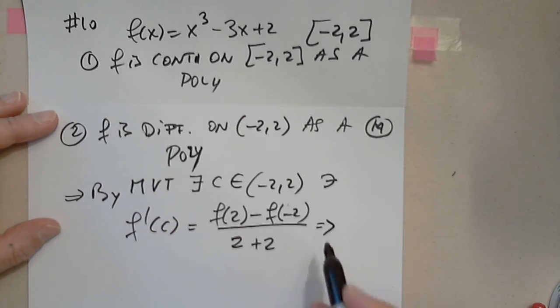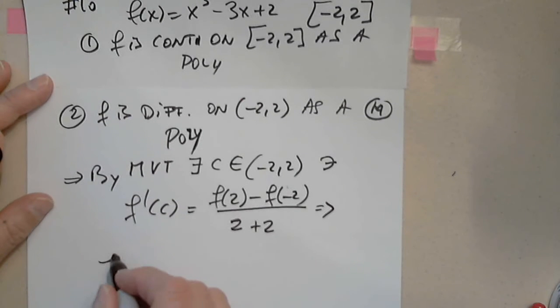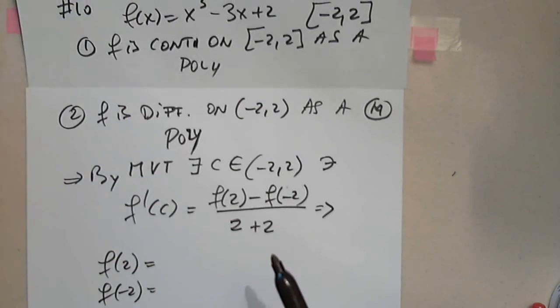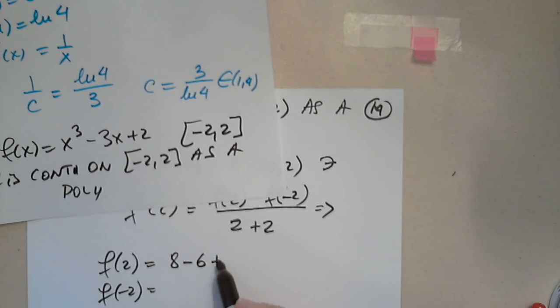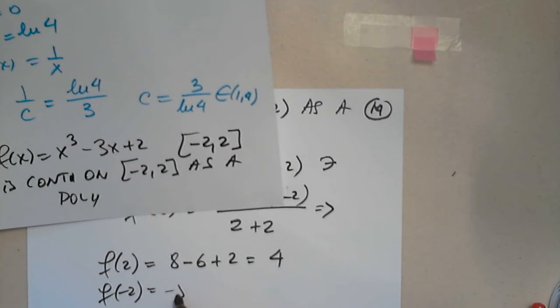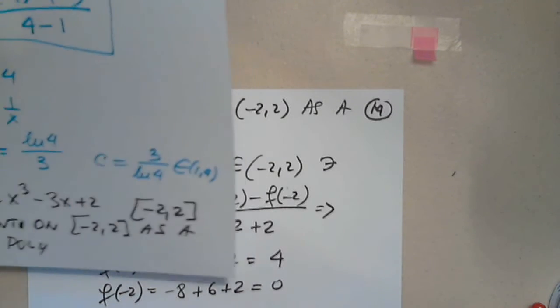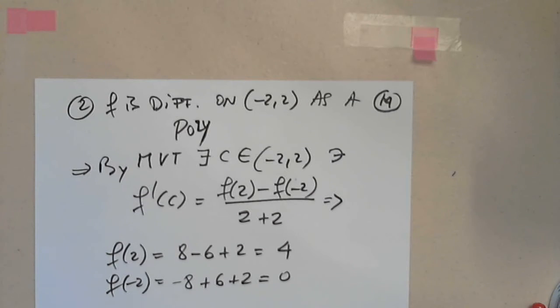So from here I have, this is an equation. You cannot use more than one equal symbol. So I have to find f of 2. I have to find f of -2. Okay. So f of 2 is 8 minus 6 plus 2, and that's 4. f of -2 is -8 plus 6 plus 2, and that's 0.